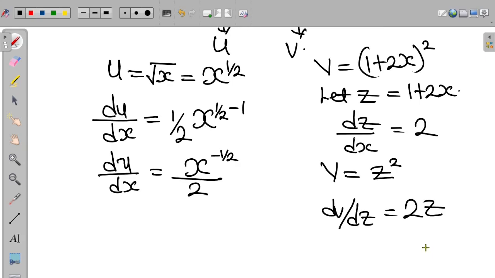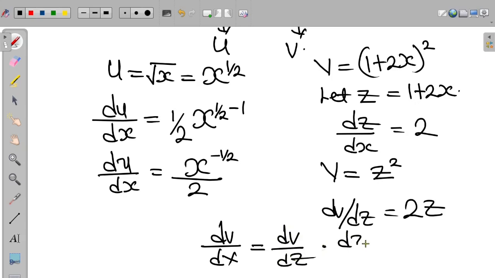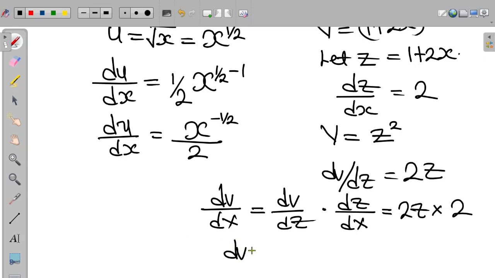Now, to obtain the value of dv/dx, we use the chain rule. So we have that this is dv/dz multiplied by dz/dx. So dv/dz is 2z, multiplied by dz/dx, which is 2. Therefore, dv/dx is equal to 4(1 plus 2x). This is because 2 times 2 is 4, and our z is 1 plus 2x.